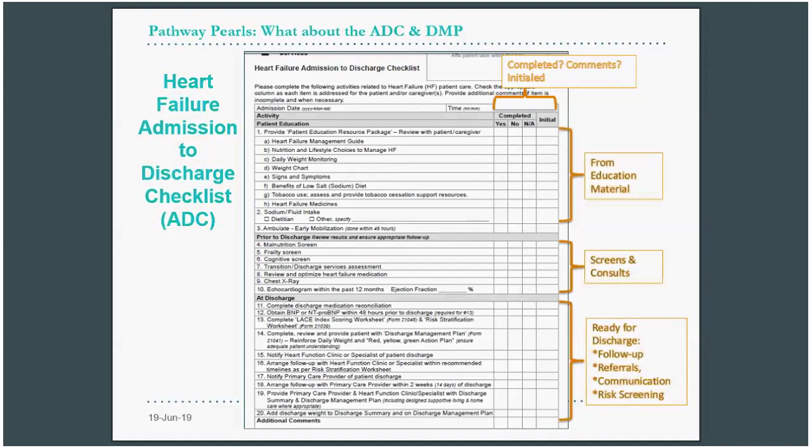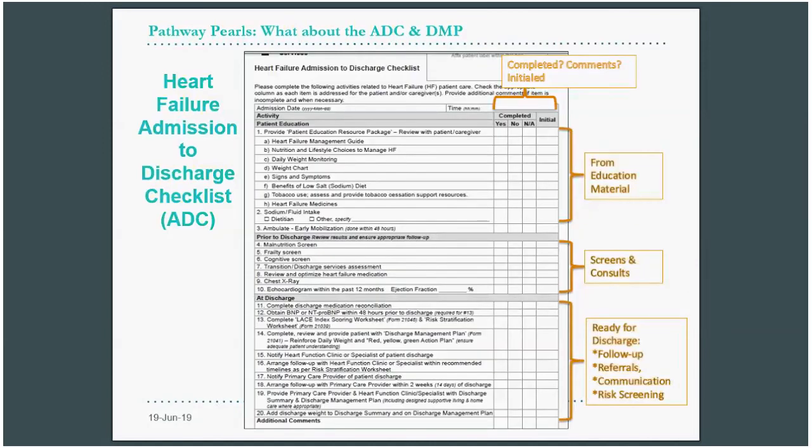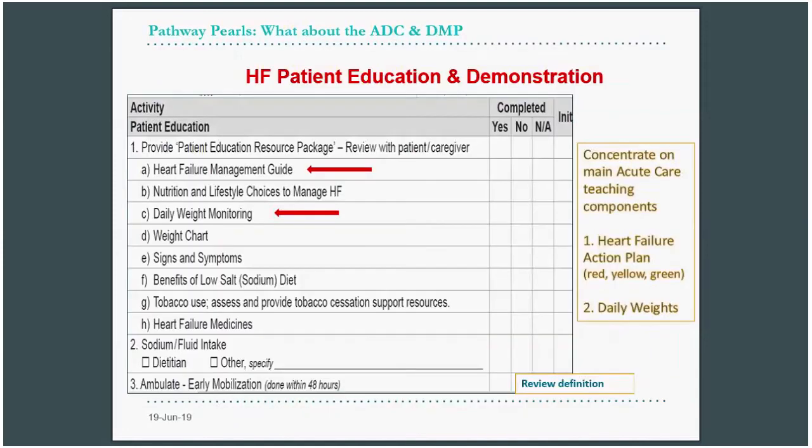So that's that page. And then yes, this is the education page in more specific detail, and those are the 2 areas that, like in COPD, are the main things for the staff to go through with the patient, and that we hope the patient can walk away being able to think about when they go home. So the heart failure management guide, which is the red, yellow, green action plan, is basically what to do if they fall into those categories. It's reinforced in any heart function clinic as well, so that needs to start in hospital.